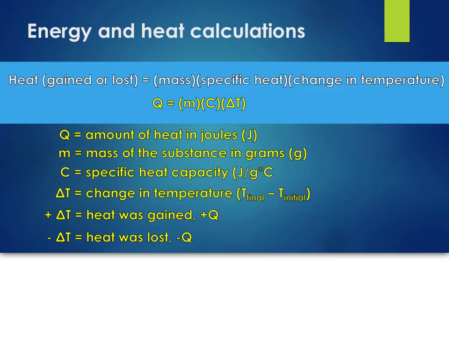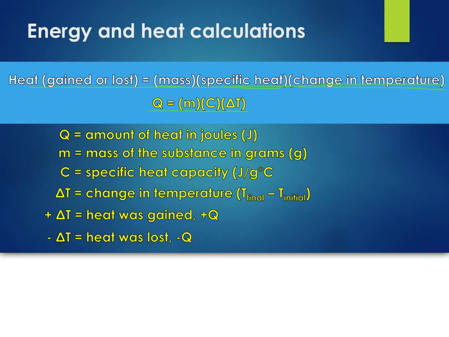So, how do we calculate the amount of heat gained or lost, or the heat transferred during a reaction, whether it's a chemical reaction or a physical change? We do this by using this equation. Heat gained or lost is equal to the mass times your specific heat times your change in temperature. It is important that we understand what these mean. So this is our worded equation. This is our equation in algebraic form. And this tells us what each variable in the equation represents.